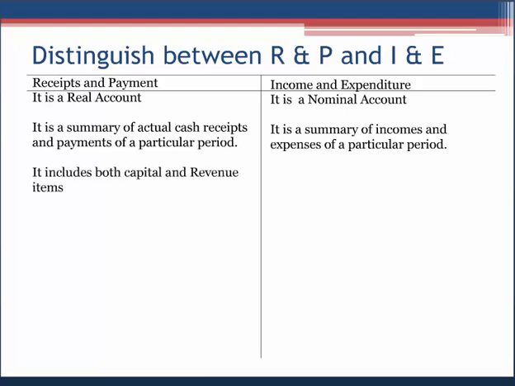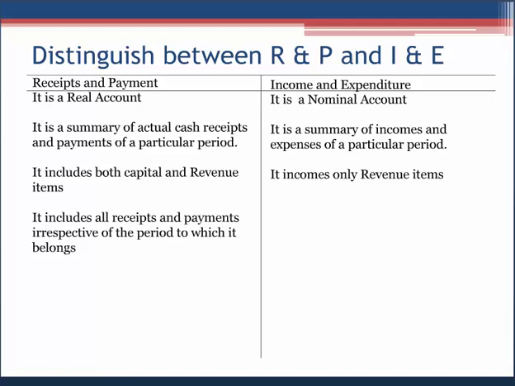Point number 3. Receipts and payments includes both capital and revenue items. So capital and revenue receipts as well as capital and revenue payments. Whereas income and expenditure includes only revenue items. Only revenue.